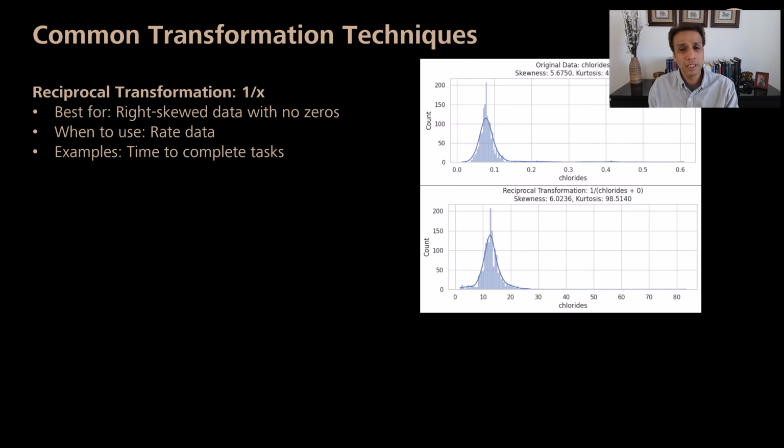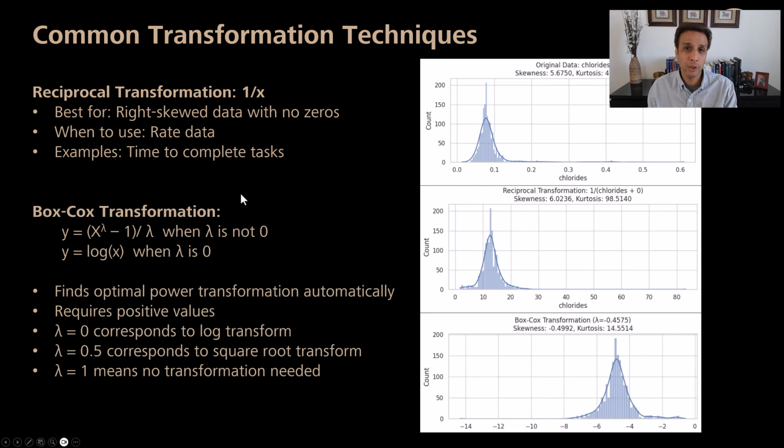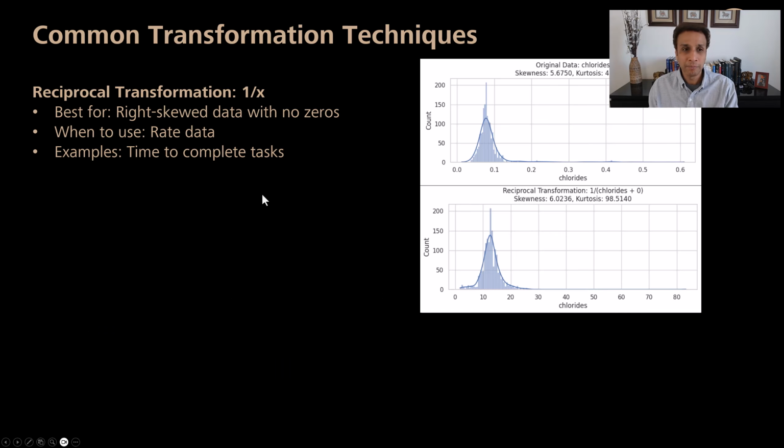Now, moving on, another transformation is the reciprocal transform, which is 1 over x. I can't even think of a good example. Time to complete tasks is one example, but it's usually rarely used, at least in my scenario, when I try to analyze any scientific data or even financial and accounting data.